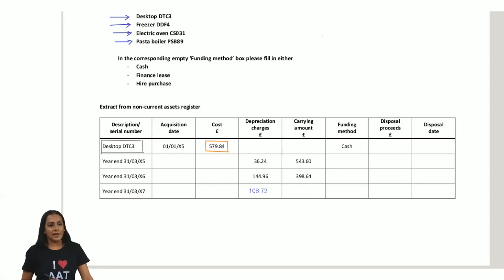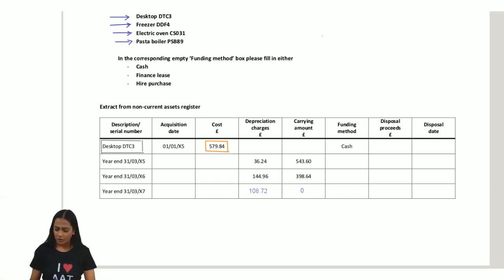Remember that this asset has been disposed of. It no longer exists according to this entity. So the carrying amount at the end of the period is going to be 0. It no longer exists. The disposal proceeds is the amount of money that you've sold the asset for.